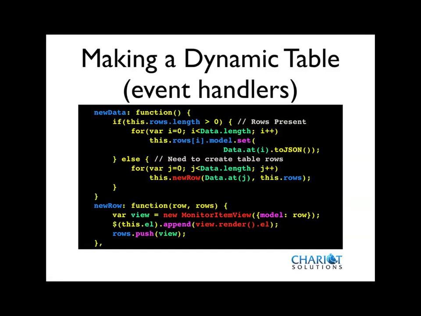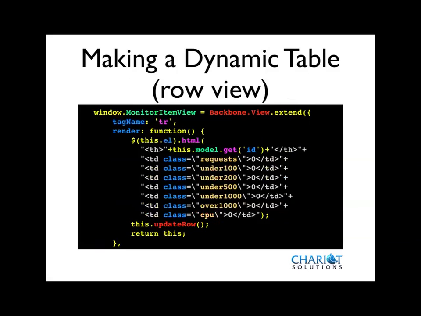So what that new data function does is, if there are row views that it's created already, it's just going to put the model data into those. Otherwise, it's going to use the new row function here to create a new view for each row that it needs to have. And that one is going to add the view to our array and render it onto the page. So the first time you load the page, it's going to render a bunch of new rows into the table, and then every time after that, it's just going to push new data to the model for those rows, and that will cause the data to be updated. And this way, it turns out to be pretty easy to set up the event listeners.